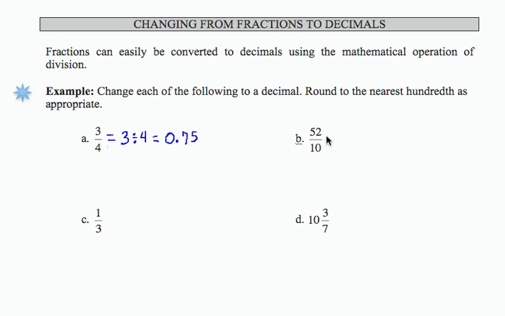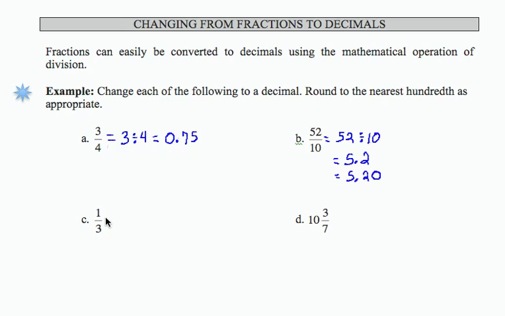For part B, if we divide 52 by 10 using our calculator, so I'm going to write it here, 52 divided by 10, we get 5.2. Now that's not written to the nearest hundredth, but with decimals, what we can do is add ending zeros without changing the accuracy of the number. So 5.2 and 5.20 are the same, but 5.20 is to the hundredth place, whereas 5.2 is to the tenth place. So I can write 52 over 10 as 5.20.